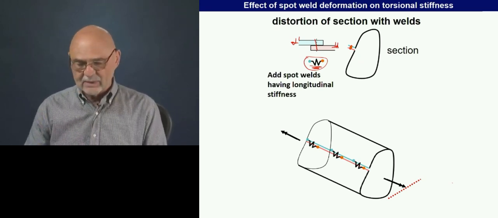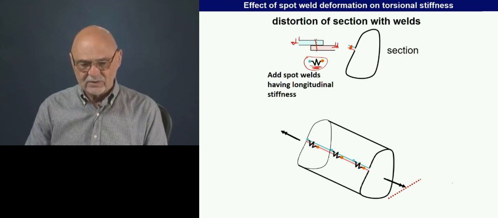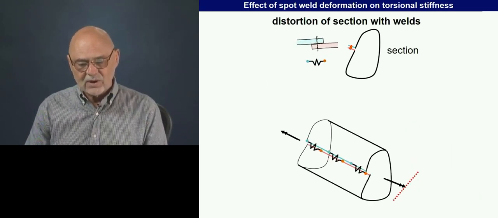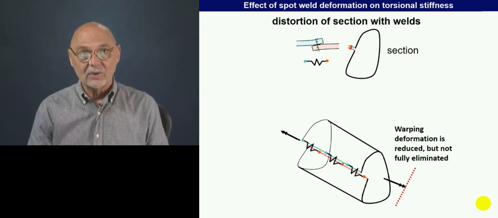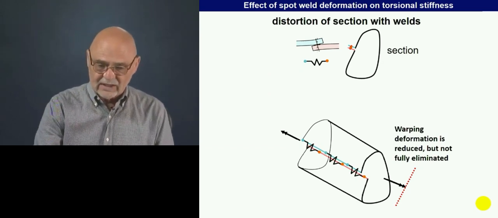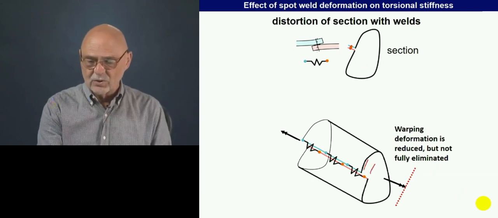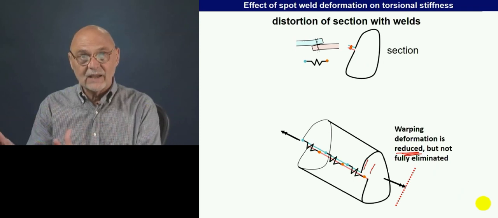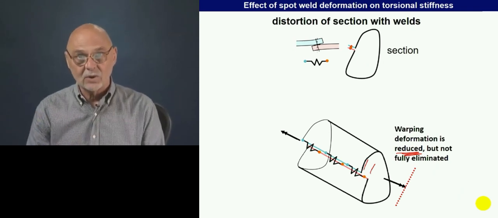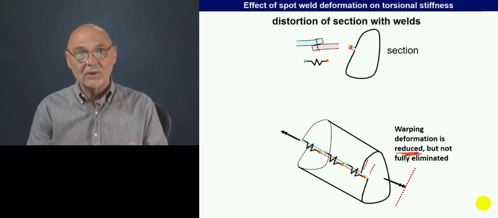So now what's going to happen is that as we apply our twist, we really don't have a completely closed section like we thought we did. We're still going to get a little bit of warping. It's reduced, but not totally eliminated. So we're not fully at the case where we have a closed section. We're kind of somewhere in between.